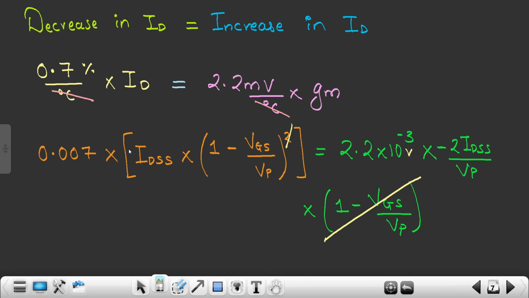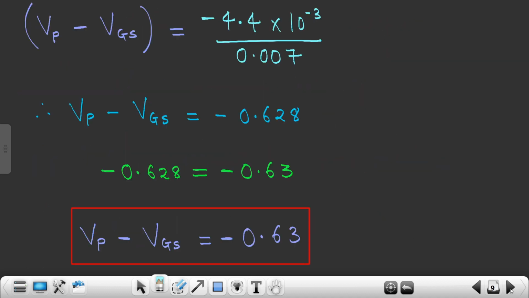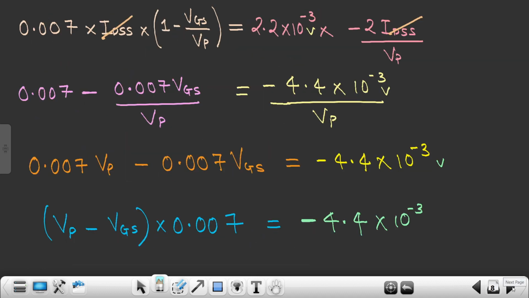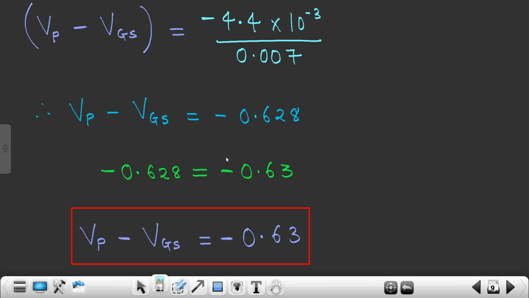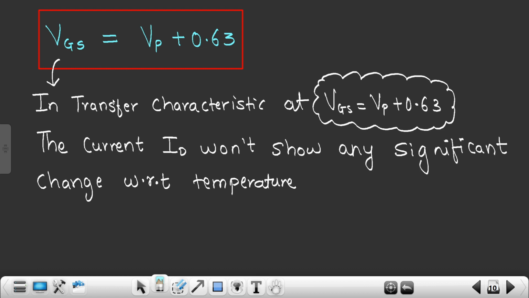So when I actually equated the two equations, I got this equation, that is minus of 0.63. If I solve this equation further, I got VGS equivalent to VP plus 0.63. In the transfer characteristic, at VGS equivalent to this value, the current ID won't show any significant change with respect to temperature, and this particular condition is known as the zero temperature drift condition. That means the change in current would be zero with respect to temperature, that's why it is known as zero temperature drift.